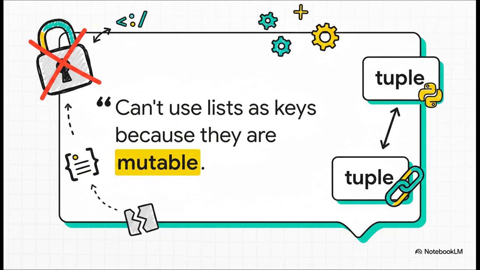You know how Python dictionaries store data in key value pairs? Well, they have one golden rule. The keys have to be immutable. And because lists can change, Python says no way. You can't use them as dictionary keys. But tuples, they're immutable, so they work perfectly. See, this isn't just a style choice. It's a fundamental rule of the language.